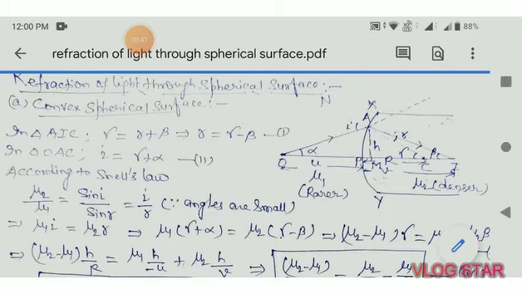First of all, we have taken a convex spherical surface. Other things you know about well: optical center, poles, principal axis, and so on. For finding the relation, we have considered that objects are point objects lying on the principal axis, and the image forms very close to the principal axis. For a small angle of incidence and refraction, we take sin i equal to i and sin r equal to r.